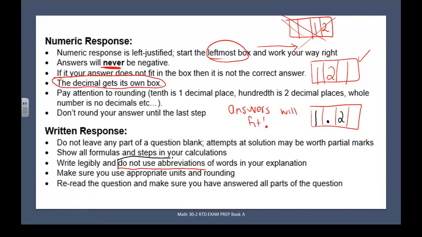Okay, do not use abbreviations because your teacher is not marking this. So don't use abbreviations, use full words, okay? And then just reread the question when you're done, just to make sure that you have answered all the parts of the question. Very important.